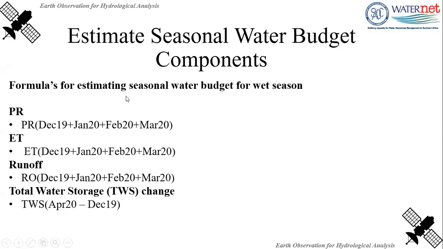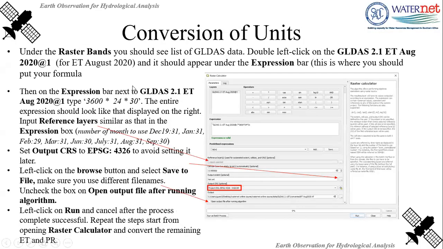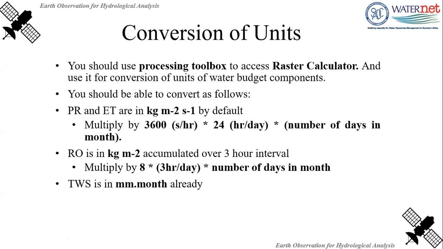So, conversion. Here's the formula. Basically, the precipitation data and the evapotranspiration data are in kilograms per meter squared per second, and we are required to convert into millimeter per month. Basically, 1 kilogram per meter squared is equivalent to 1 millimeter, so we will leave this as it is. Then we will be dealing with only the second.